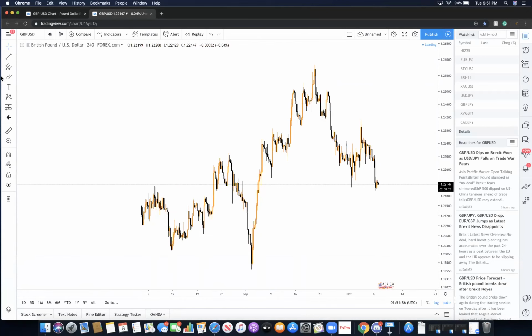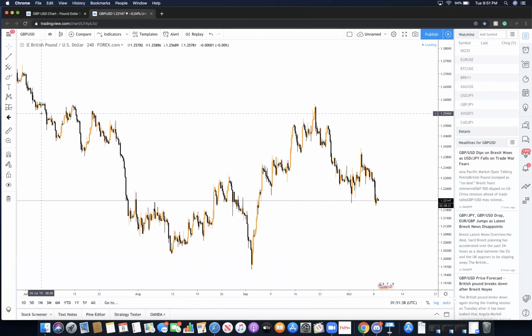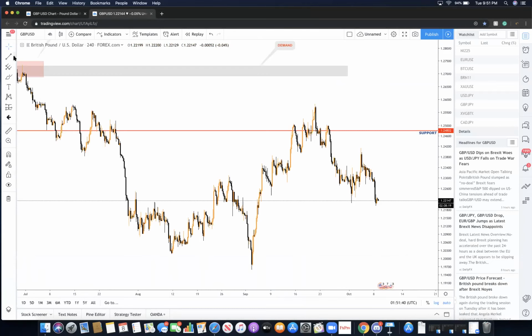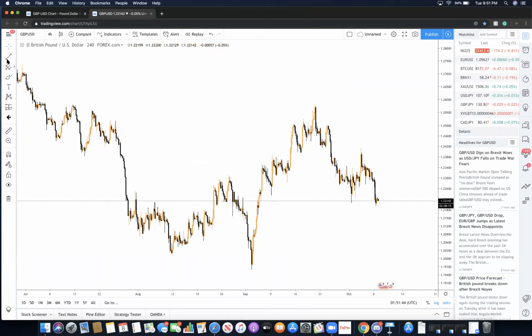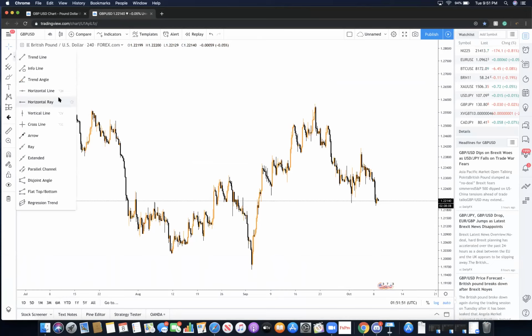So for instance, we were talking about support and resistance, right? On TradingView, I'm gonna erase all this. This is our toolbar here. To identify support or resistance, you can use any of the tools that help you identify that. In this case, I recommend you guys use the horizontal line, right?